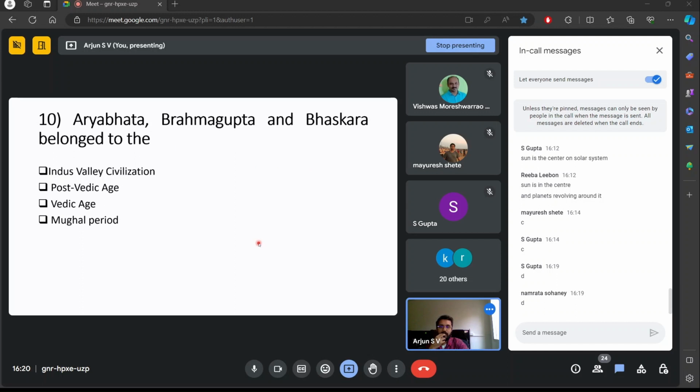So, last question. Aryabhatta, this is also a very factual question. Aryabhatta, Brahmagupta, and Bhaskara belong to the post-Vedic age.